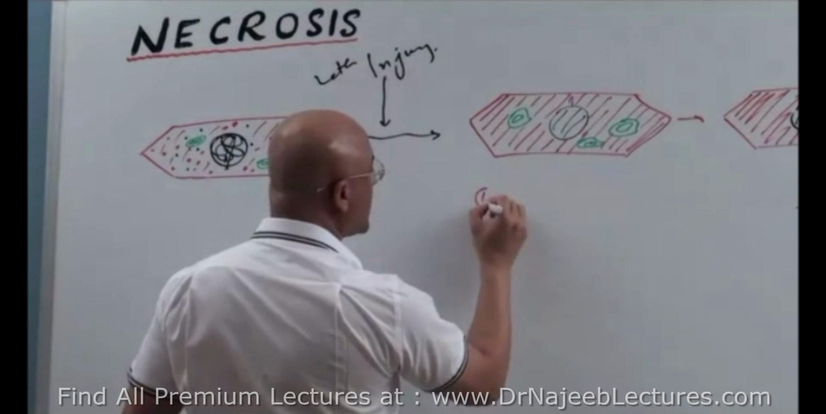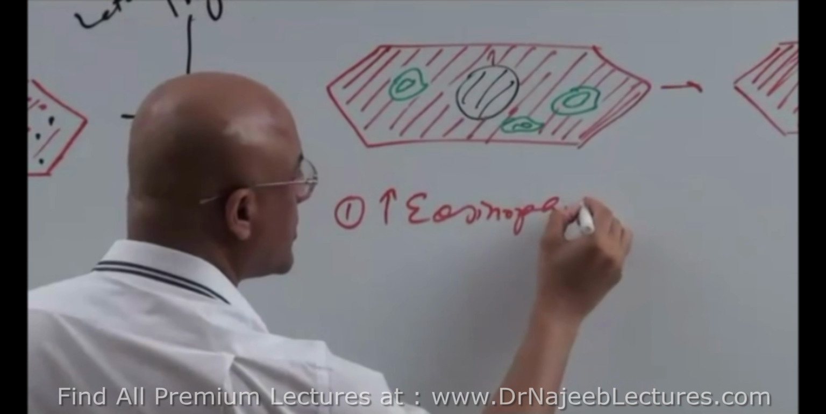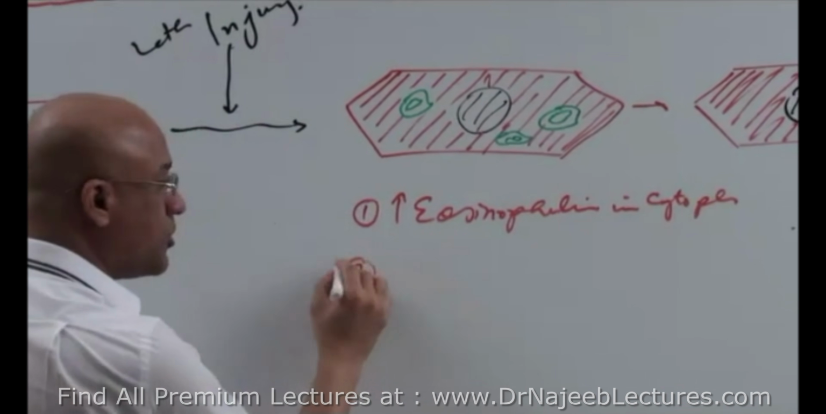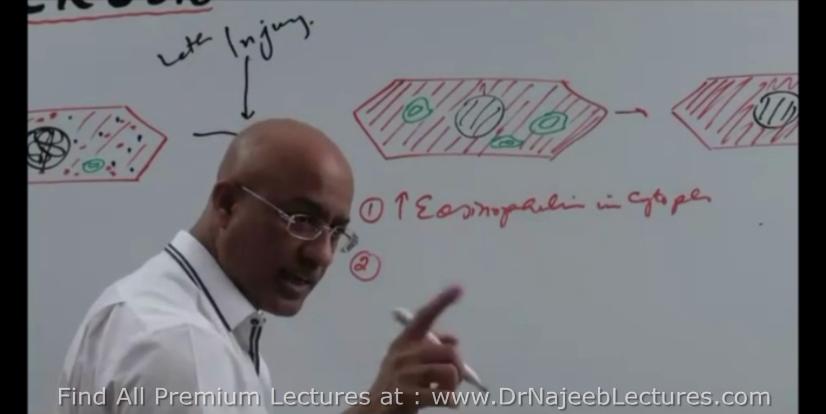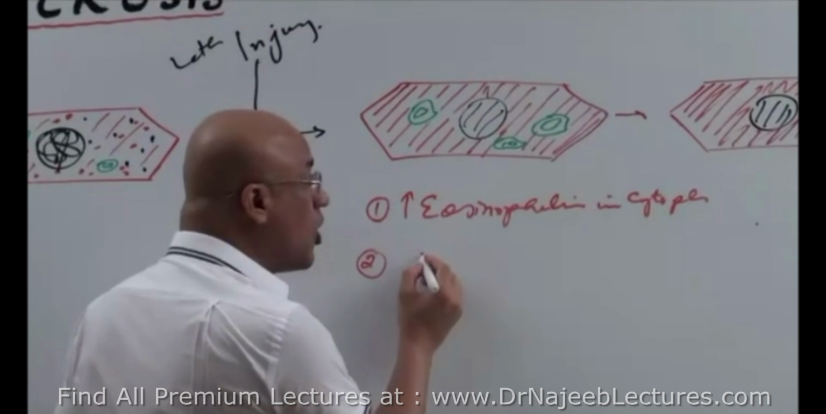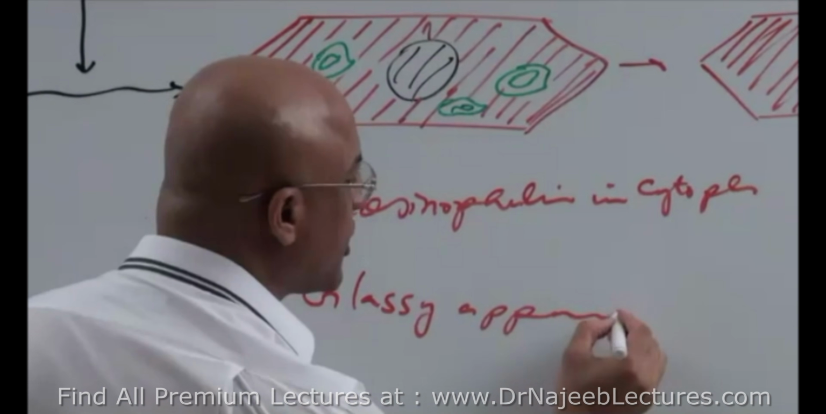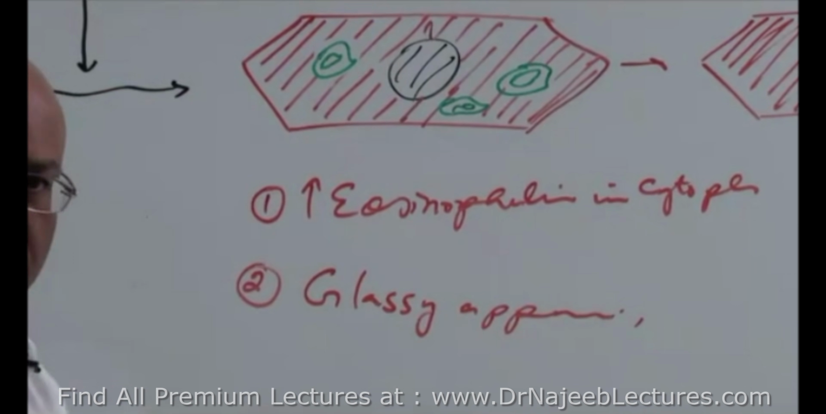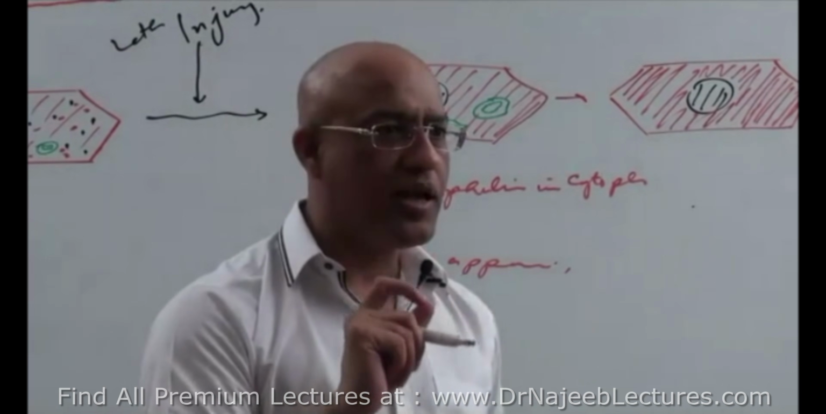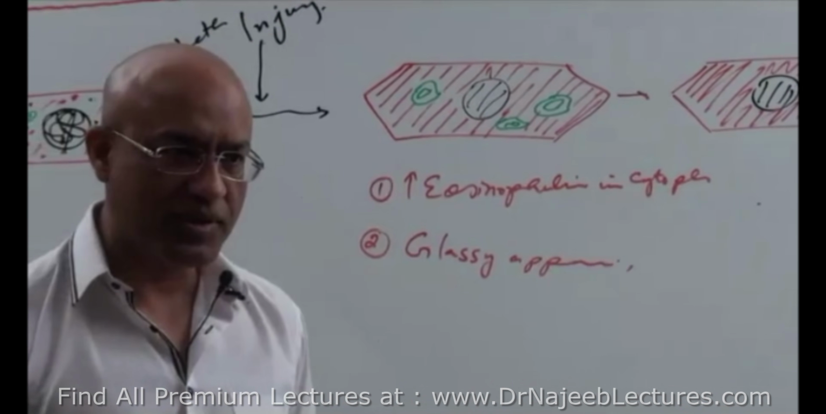So, number one change was increased eosinophilia in the cytoplasm. Number two, due to loss of glycogen granules, what will happen? The cell becomes more homogeneous with a glassy appearance of the cytoplasm, due to loss of granularity, which is normally imparted by glycogen granules, which are rapidly consumed.